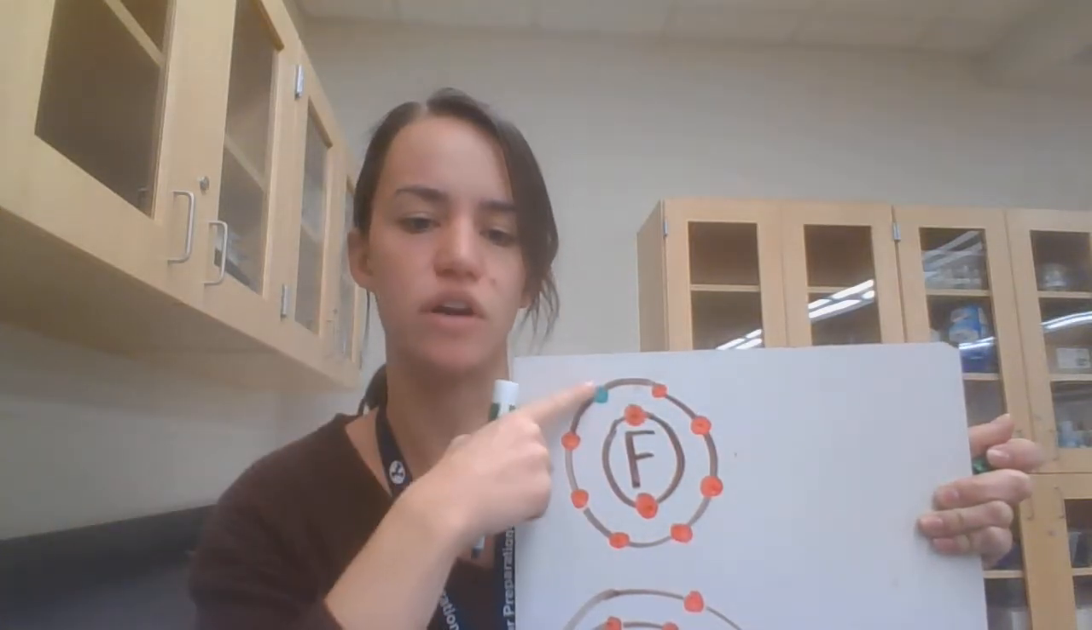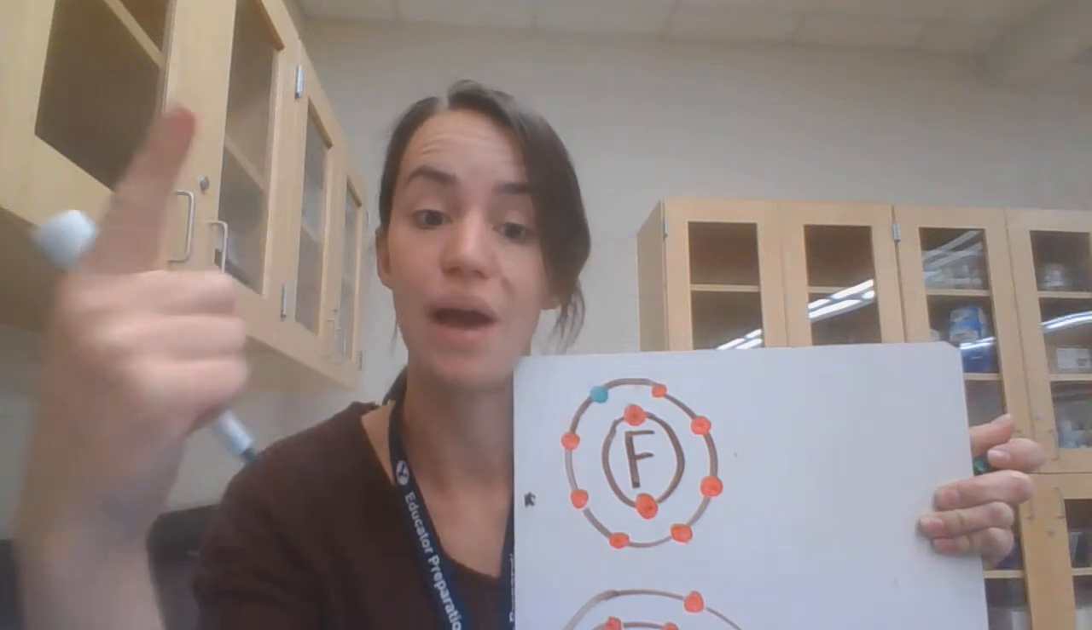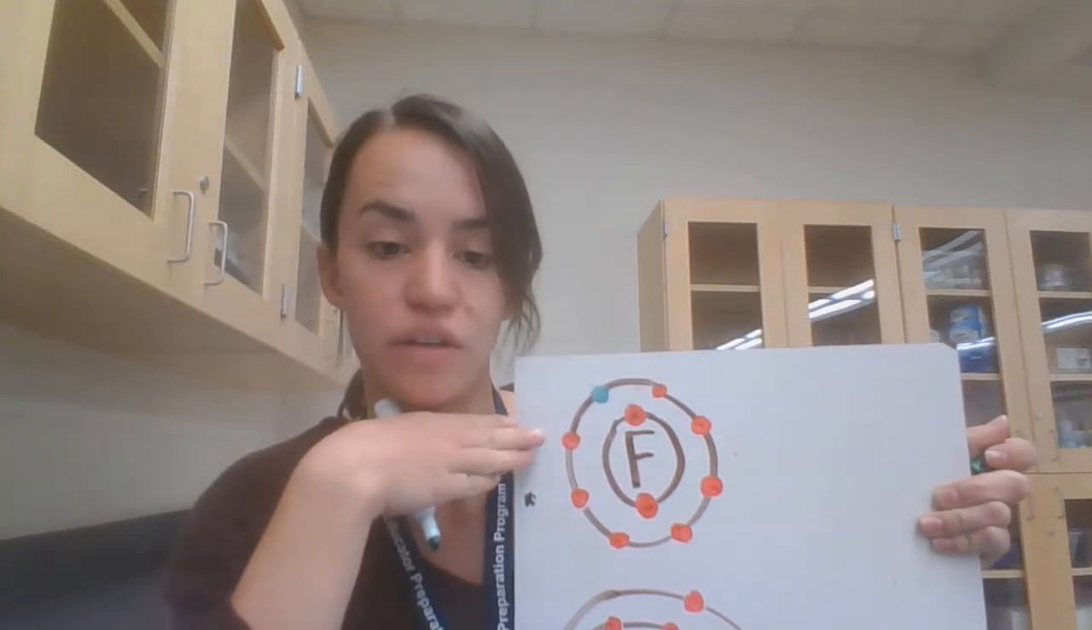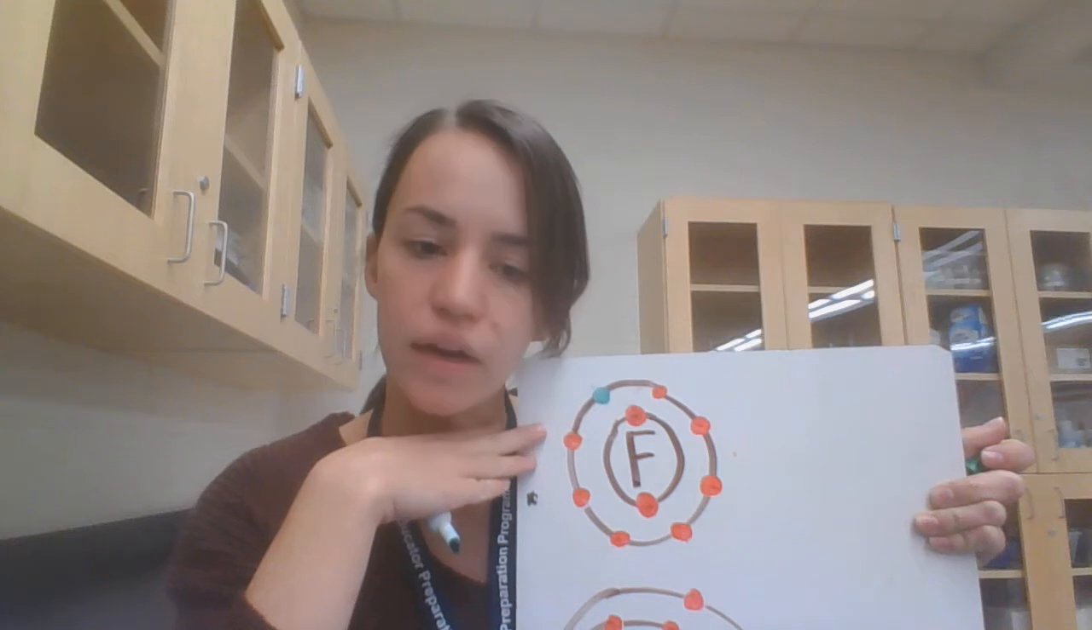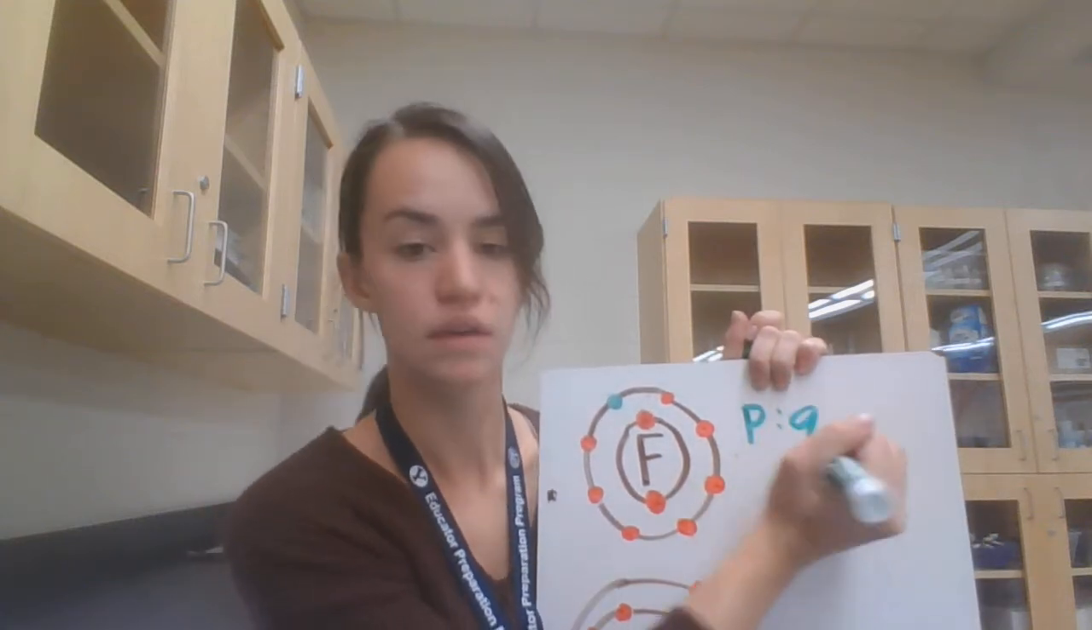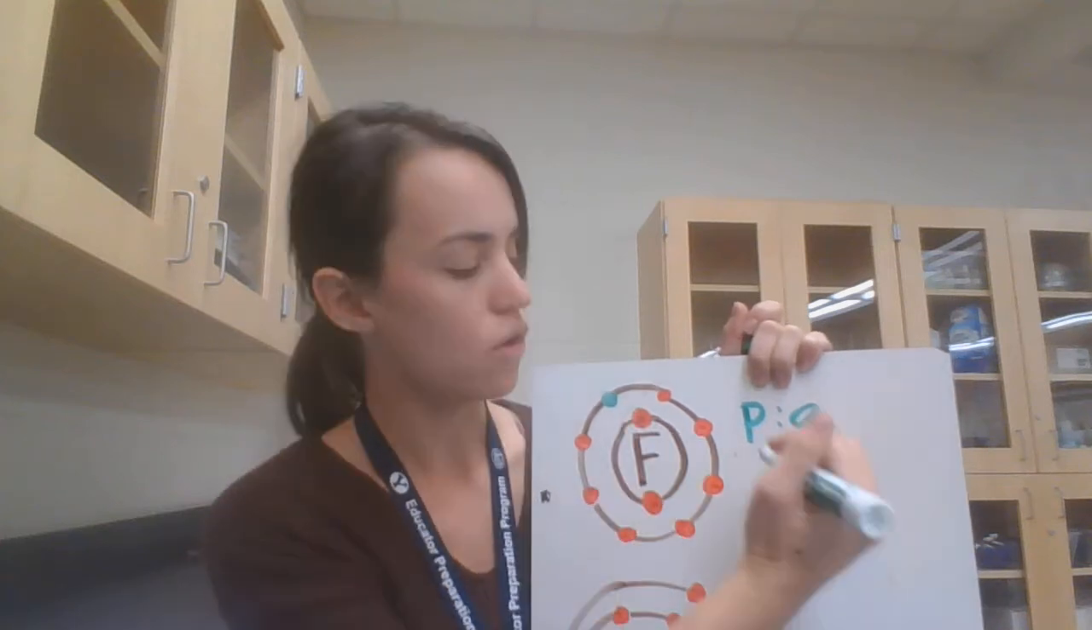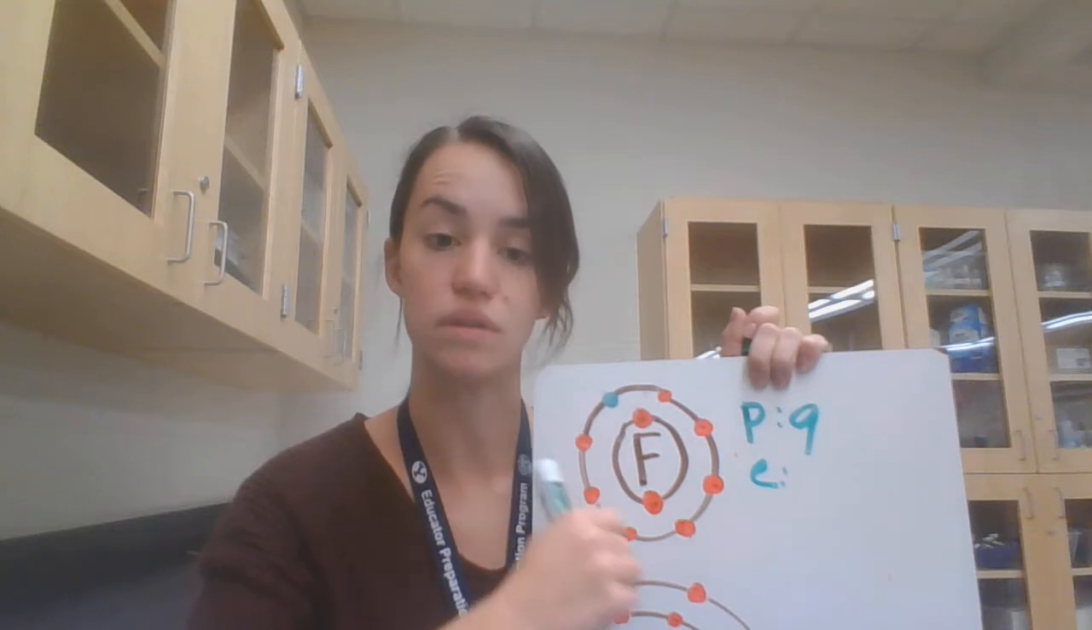Remember, try to copy this down or pause at the end and draw it, and draw your electron maybe in a different color so you can remember that's the one you added. So we added an extra electron to fluorine. Fluorine normally has 9 protons, right? And it normally has 9 electrons, right? If we counted up our red ones, we would see that it equals 9.